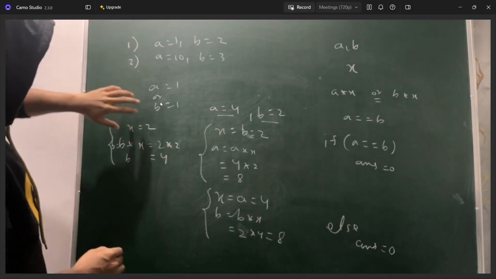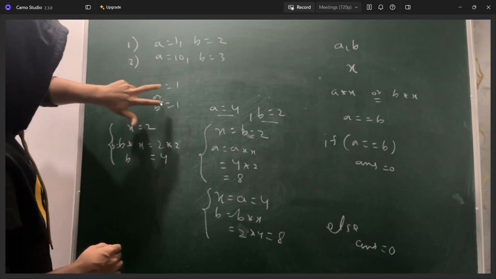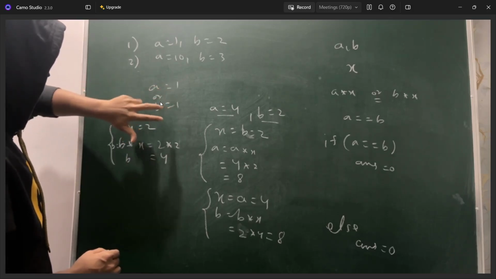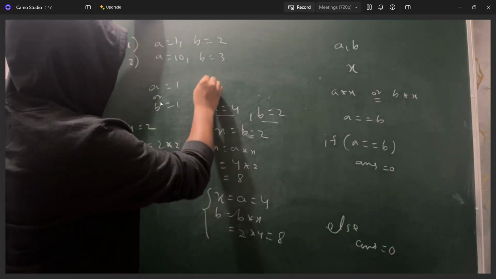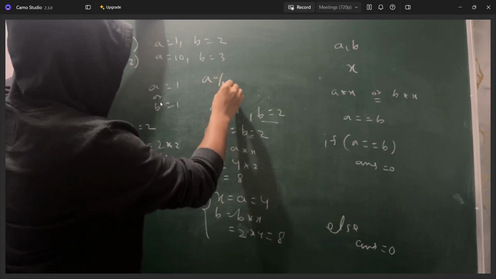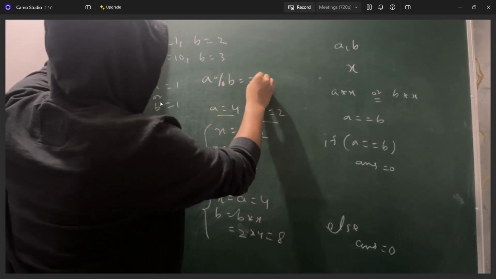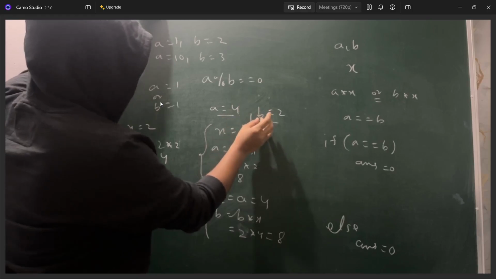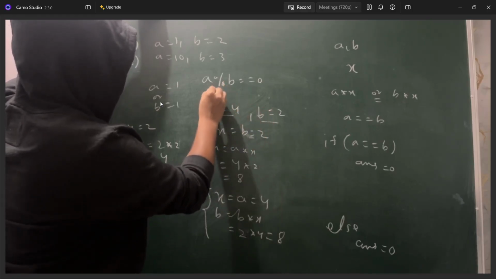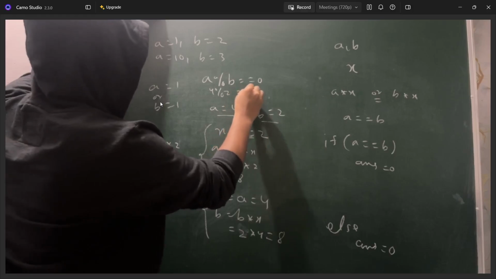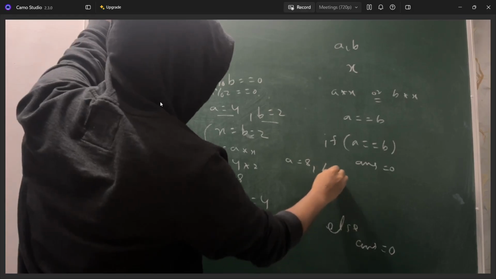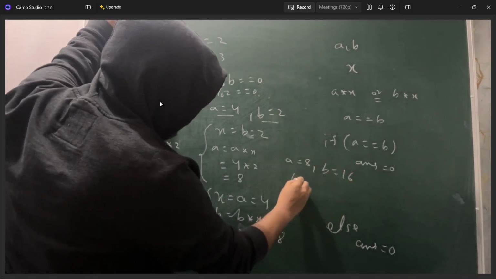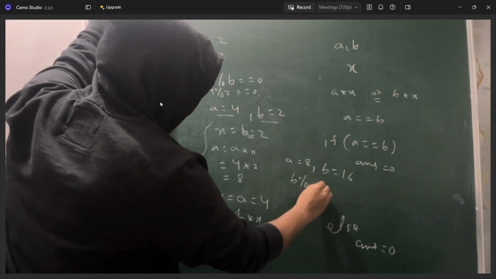So the thing I said earlier, that whenever a is equal to 1 or b is equal to 1, that was true only there. But in a generalized way, we can say that if a modulo b equals 0, which means b divides a, in this case that is true: 4 modulo 2 is equal to 0. Or it may happen that, let's say, a is equal to 8 and b is equal to 16. So in that case, b modulo a is equal to 0.